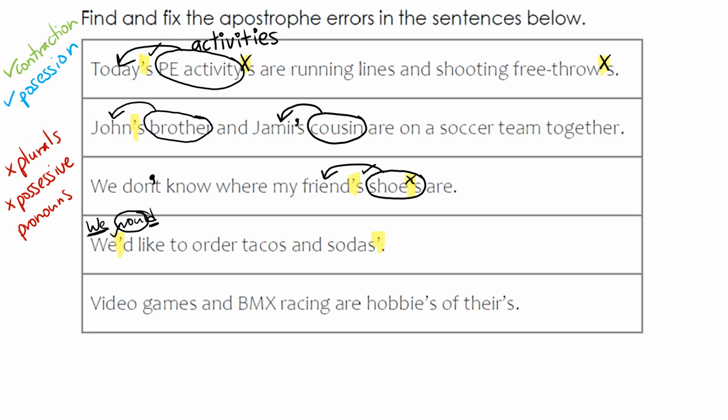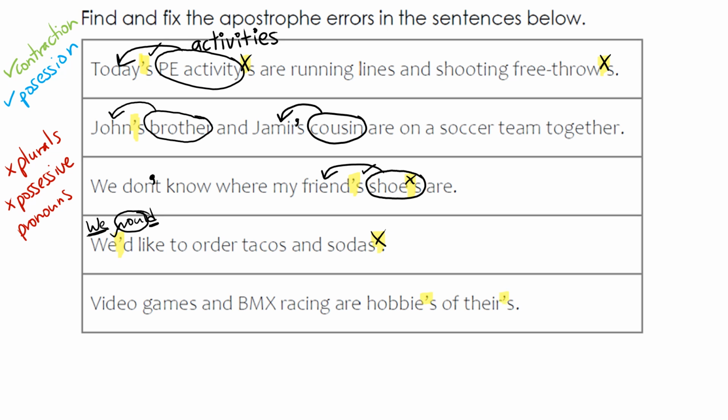Here at the end we have the word sodas. Now do I mean soda is? We'd like to order tacos and soda is? That doesn't make sense. Could this one show possession? Does something belong with the sodas? No, I think they just want to order more than one soda. So that would be plurals. No apostrophe needed. And on to our last sentence. Video games and BMX racing are hobbies of theirs.